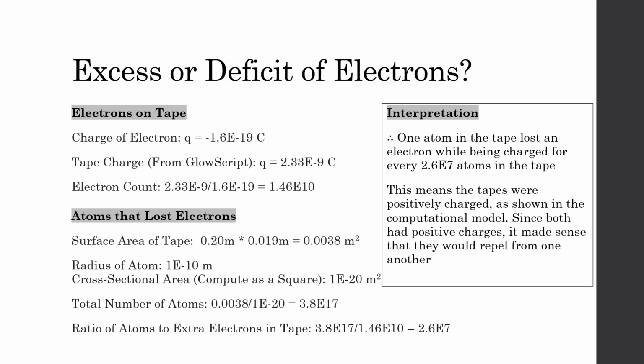Then I calculated some information about the atoms that lost electrons using the cross-sectional area of the atom, which was using the radius and comparing that cross-sectional area to a square, and found that ratio was 2.6 times 10 to the 7th. We can interpret that as one atom in the tape lost an electron while being charged for every 2.6 times 10 to the 7 atoms in the tape. This means that the tapes were positively charged, which was shown in the computational model. It makes sense since both had the same sign of charges and repelled each other.